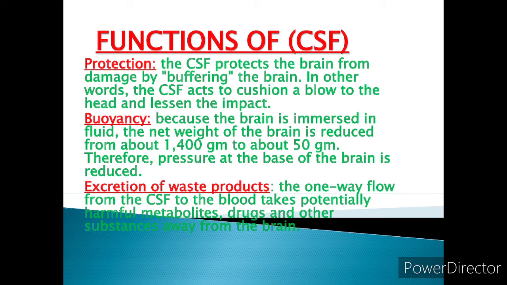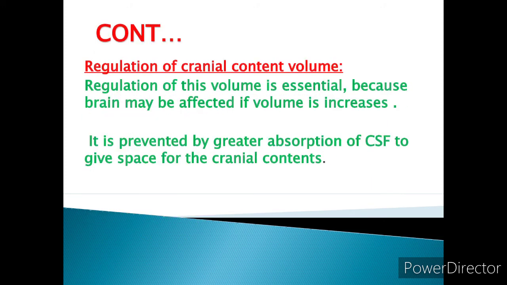There may be exchange of nutrients and waste products between the CSF and the interstitial fluid of the brain, and the CSF is thought to be involved in the regulation of cranial content volume.